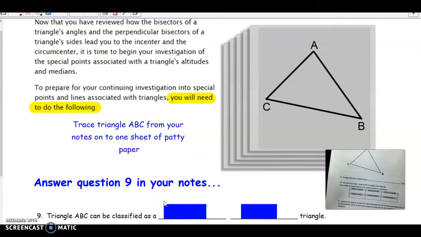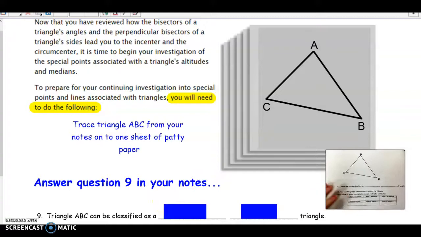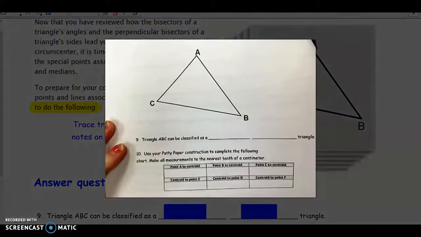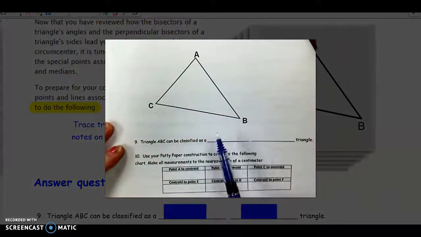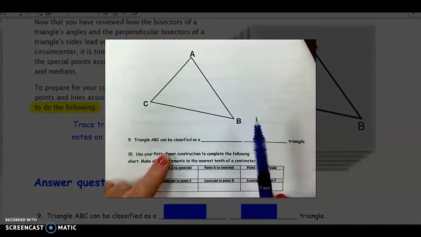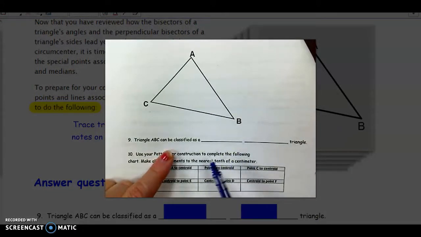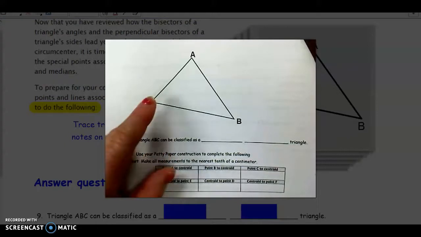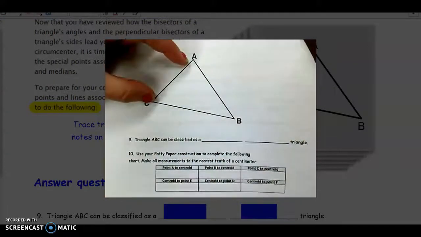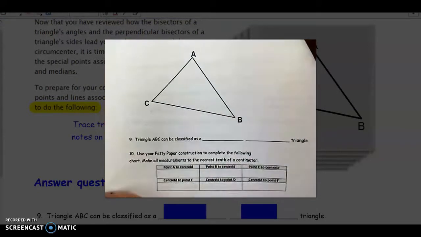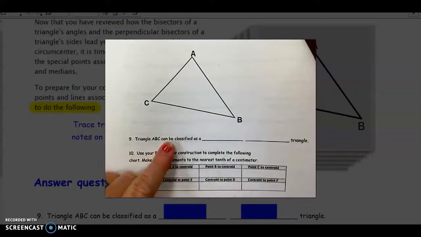So you have a triangle that is on your notes here. And we're going to classify that triangle. Remember, we can classify it by its sides and by its angles. So if you were to measure each one of these sides, you would see that all 3 of them have a different side length. And so remember, if all 3 sides are different, it is called a scalene triangle.